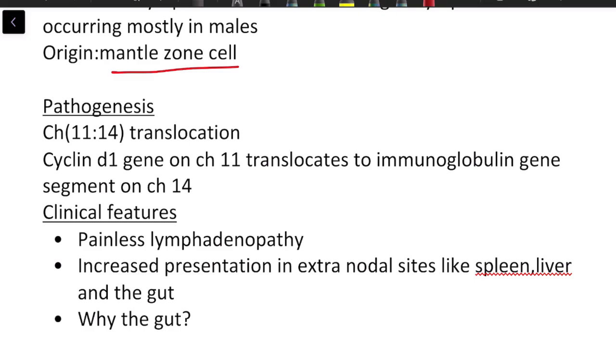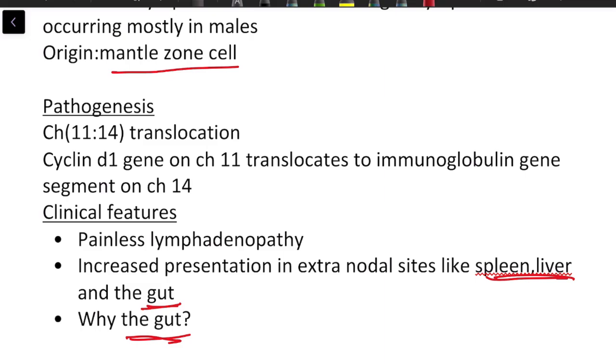Now what are the clinical features? The patient presents with a painless lymphadenopathy, that is, the lymph nodes are enlarged and swollen, and also there is an increased presentation in extranodal sites like the spleen, liver and the gut. Now you will see that the patient will present with hepatosplenomegaly, but why the gut? Why is it presenting in the gut?